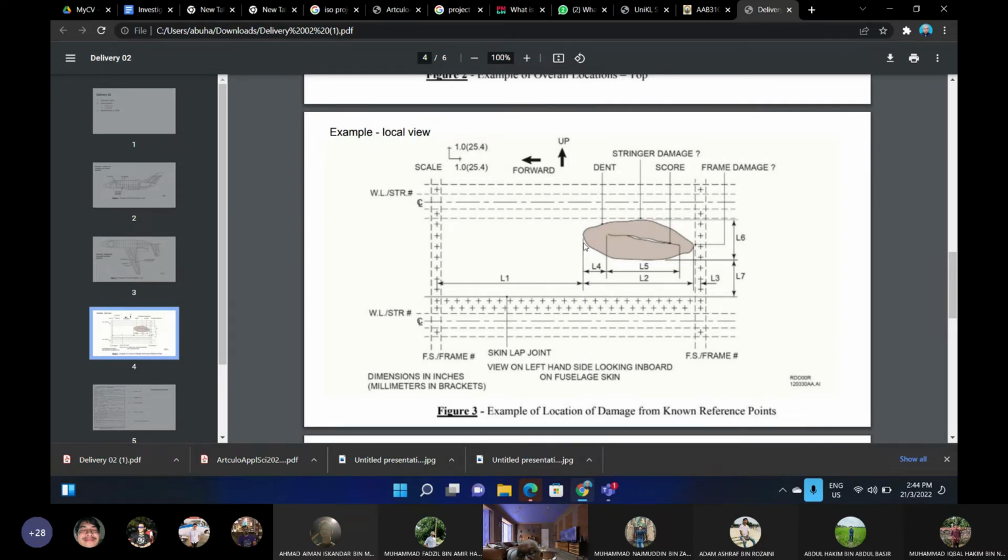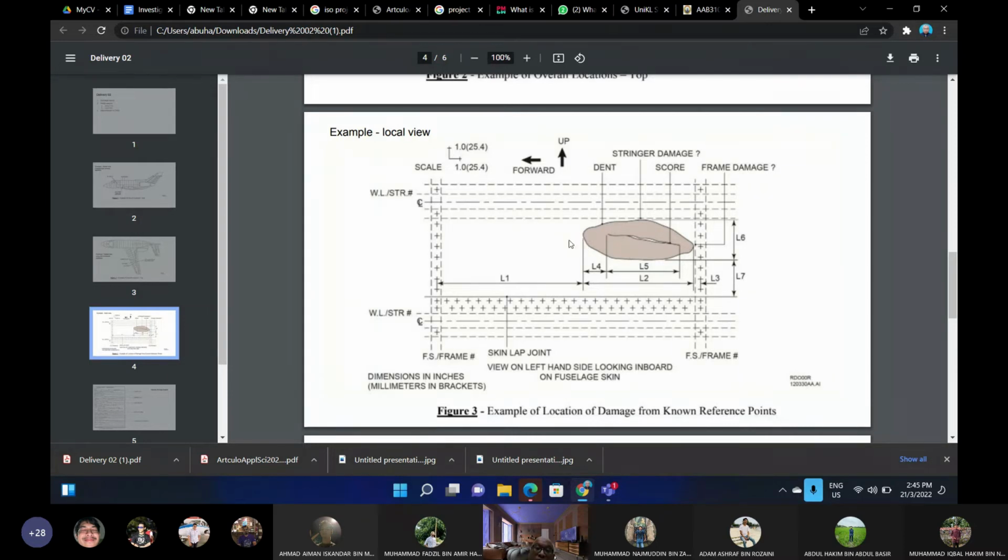Bear in mind, there are cases where not enough information was received by the OEM, and the OEM gave a wrong repair, and then the aircraft went into an accident. So this is very important, where you need to give as much detail and clear information on the repair as possible, particularly on the dimension and the location.